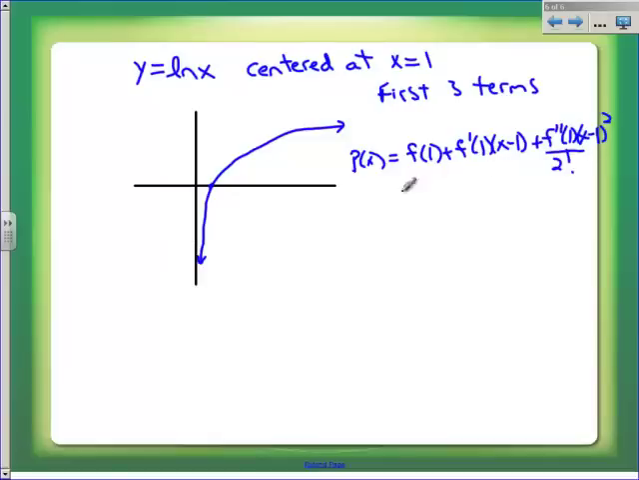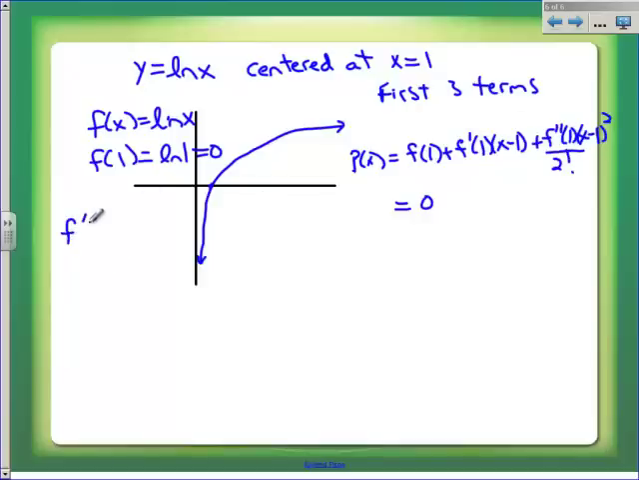So I need to get these pieces of information. Since my f of x is natural log of x, let's get some information here. What is f of 1? Well, f of 1 is the natural log of 1. That is 0. Well, that's not a very useful term. I might want to go one further past that, but it's 0. Now, to get the other pieces of information, I need to get some derivatives. So let's find f prime of x. Of course, the derivative of natural log of x is 1 over x. So f prime of 1 is just 1. So that goes right there.